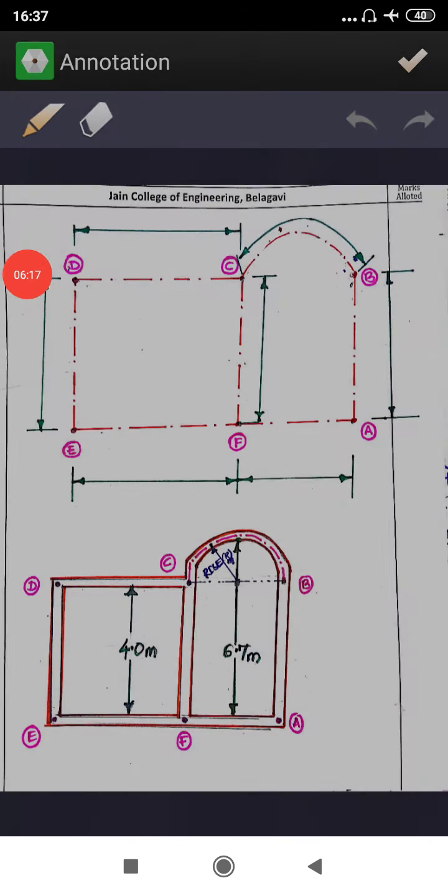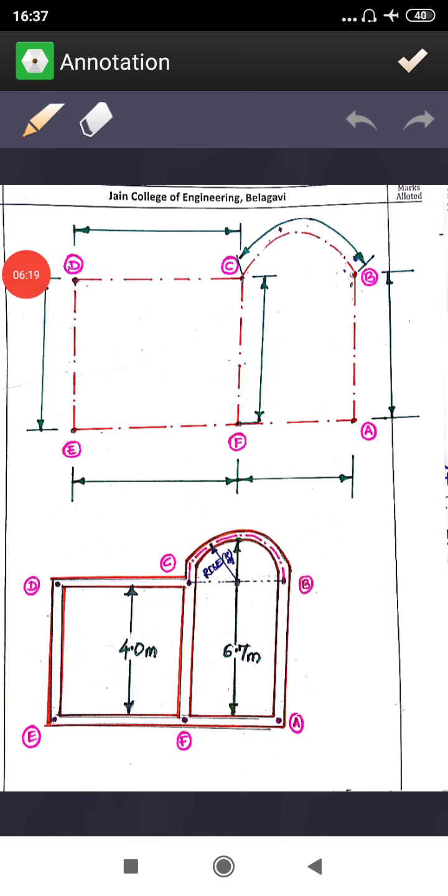I'll show you here. If you see this, this is 4 meter, right? Now here you have to add half of the wall thickness here, half of the wall thickness here, plus this 4. So it is going to be 4.2. Similarly, whatever AB is, this AB is 4.2, the same you'll be having here and the same you'll be having here.